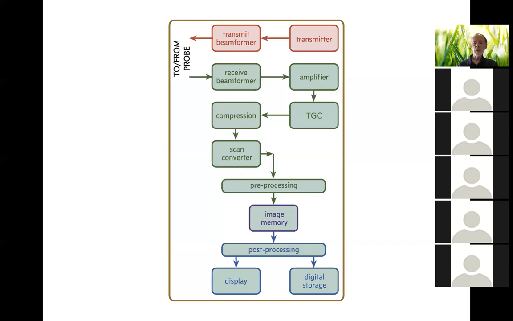I've shown some steps called pre-processing and post-processing that modify the information immediately before it's stored in the image memory and between the image memory and the display, but we don't really have time to talk about the details of that. Any questions about this before I move on?